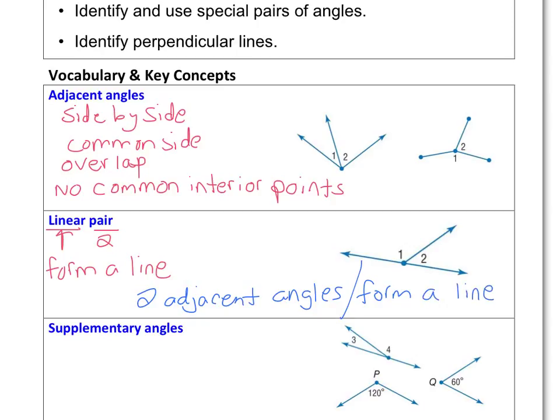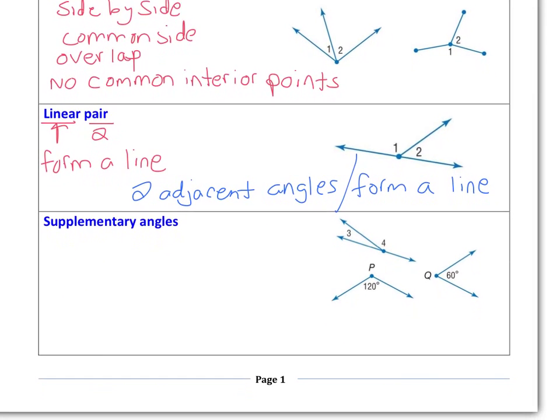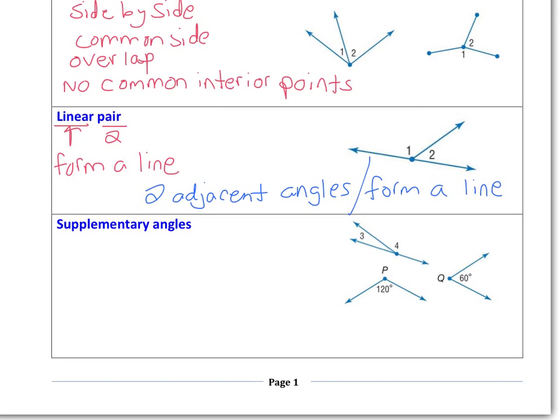And I think you can imagine if they form a straight line, then those two angles must sum to 180 degrees because that's the angle of a straight line. So why don't we write that? Angle 1 plus angle 2 here has to equal, the sum has to equal 180 degrees, a straight angle. And that leads into the next term, which are supplementary angles. Supplementary angles are two angles whose measures sum to 180 degrees.